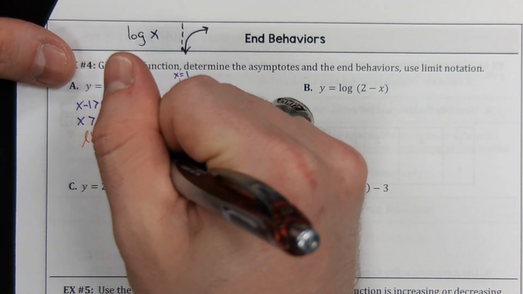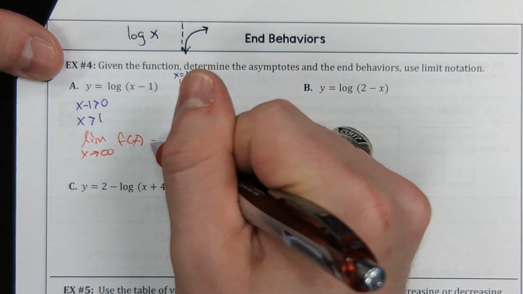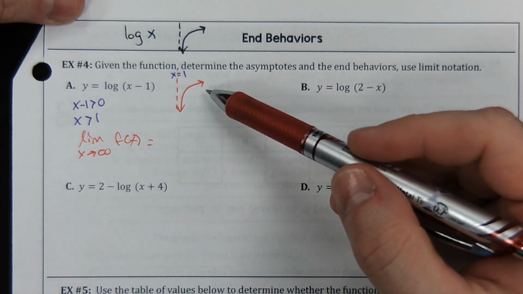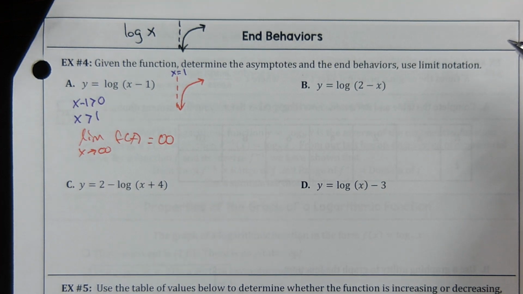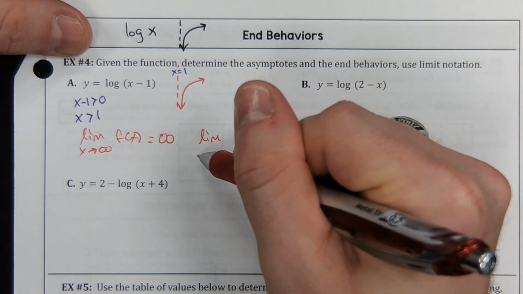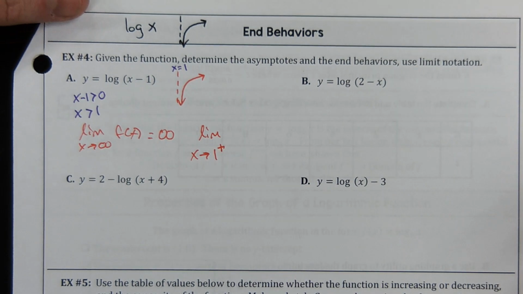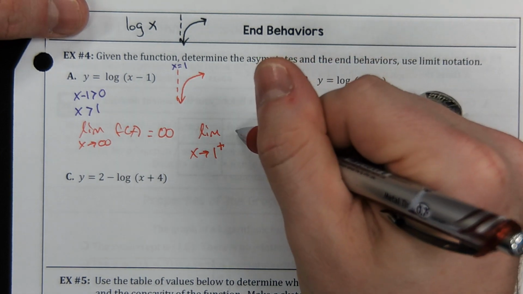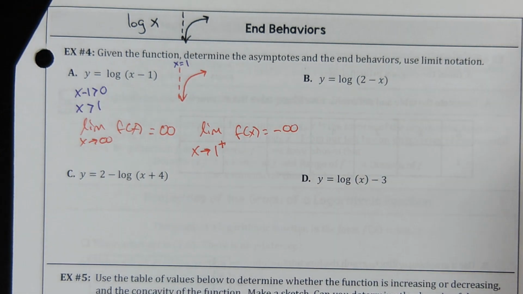The limit as x approaches positive infinity of my graph. As I go to the far right, my graph is slow, but it will continue to go up forever. But as I go to the left, I am going to slam into that asymptote. So I say the limit as x approaches 1 from the right, which means I need a tiny little plus sign. And at the asymptote, it shoots down. There it is.